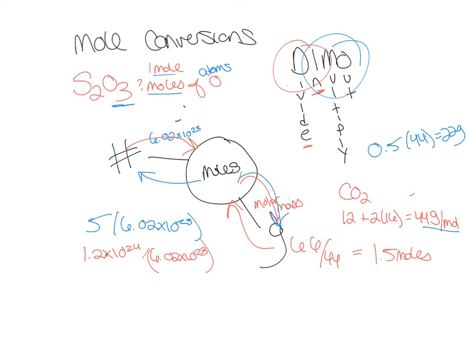Additionally, what you might see is, rather than moles of O, or moles of atoms, they might ask you about moles of atoms altogether. Well, S2O3 has 5 atoms: 2 sulfurs and 3 oxygens. So 1 mole of S2O3 has 3 plus 2, or 5 moles of atoms, okay? Those are the types of mole conversion questions you're going to see.